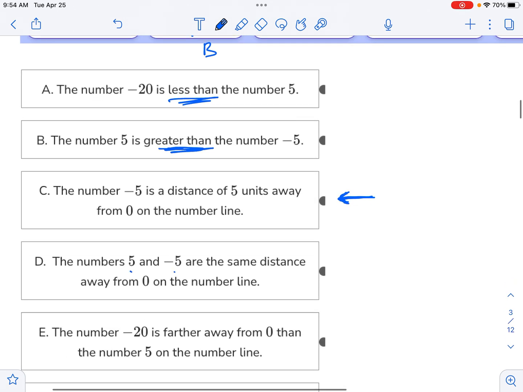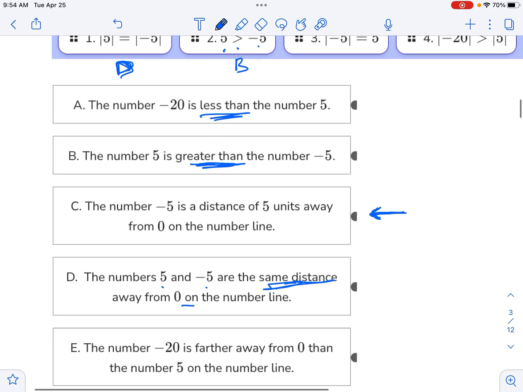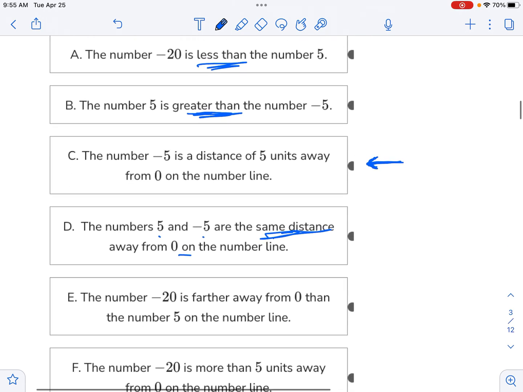The numbers 5 and -5 are the same distance away from 0 on the number line. Boy, that's kind of... Oh, same distance. Same distance. We're talking absolute value. So I'm going to look for the one that has absolute value and they're equal. That's going to be this guy right here. Yep. Absolute value. Okay, so this one's done.